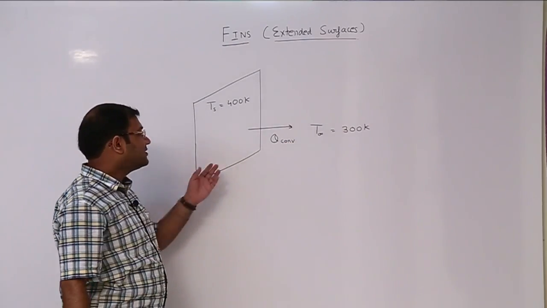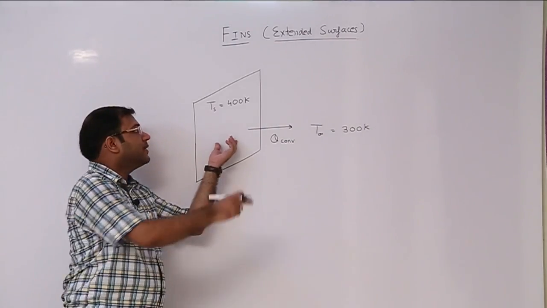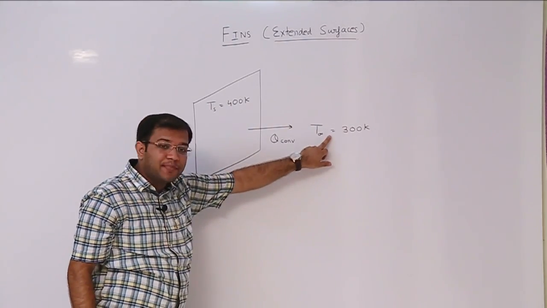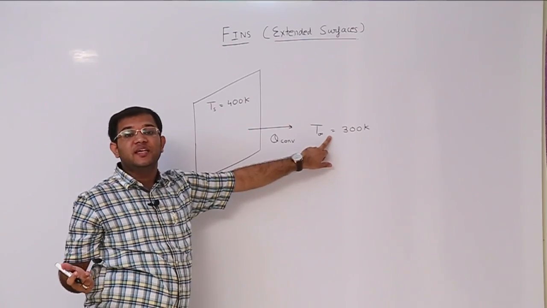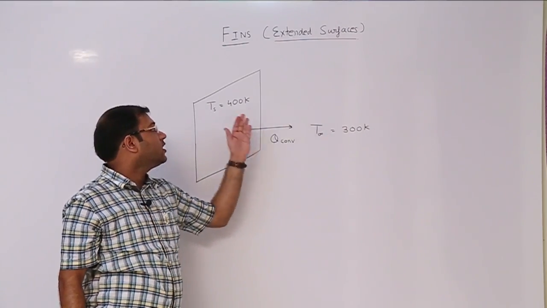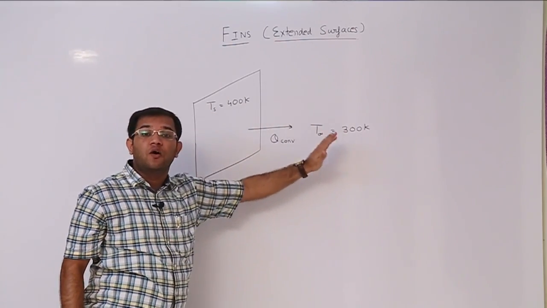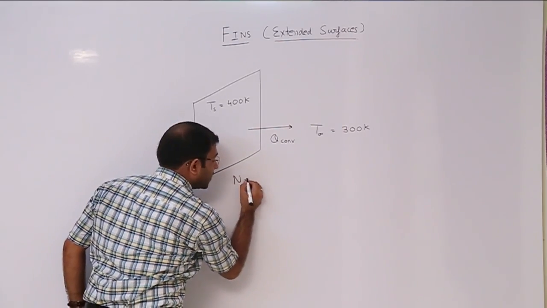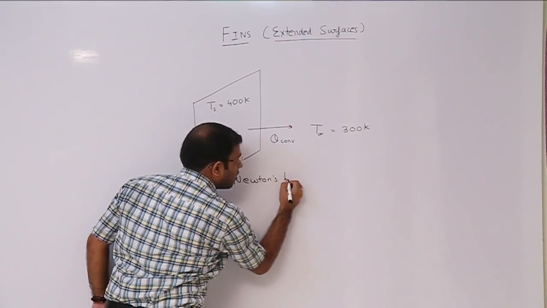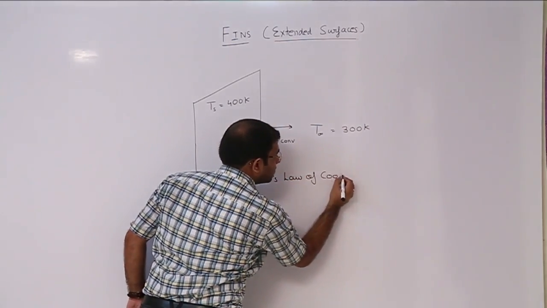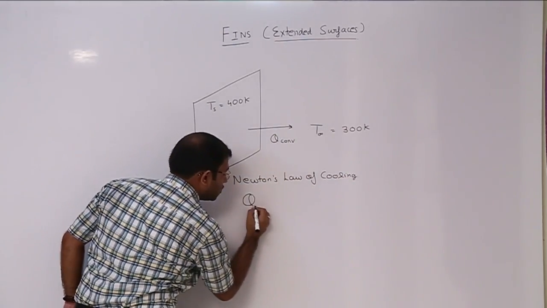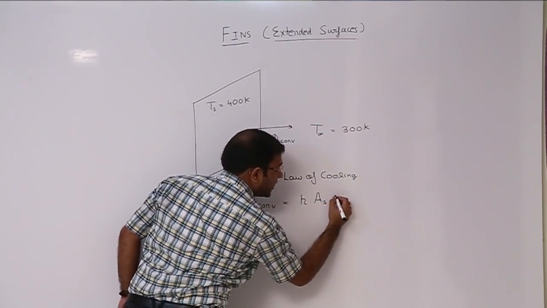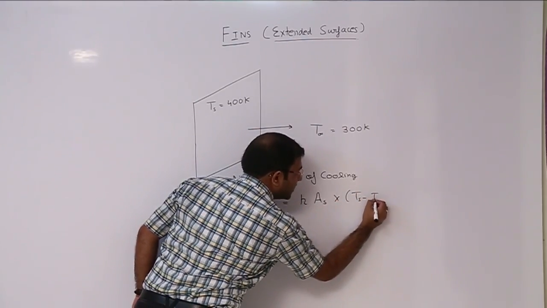Now see, consider any surface. Let that surface be maintained at surface temperature 400 Kelvin and the ambient or surrounding temperature be 300 Kelvin. So there will be heat loss from the solid surface to surrounding air by means of convection. And from Newton's law of cooling, we know that Q convection is equal to h times surface area times temperature difference.